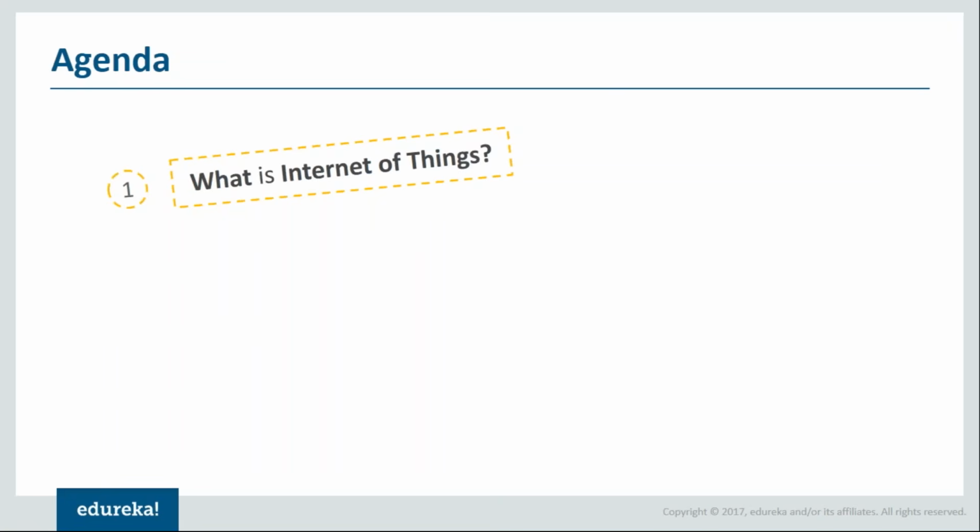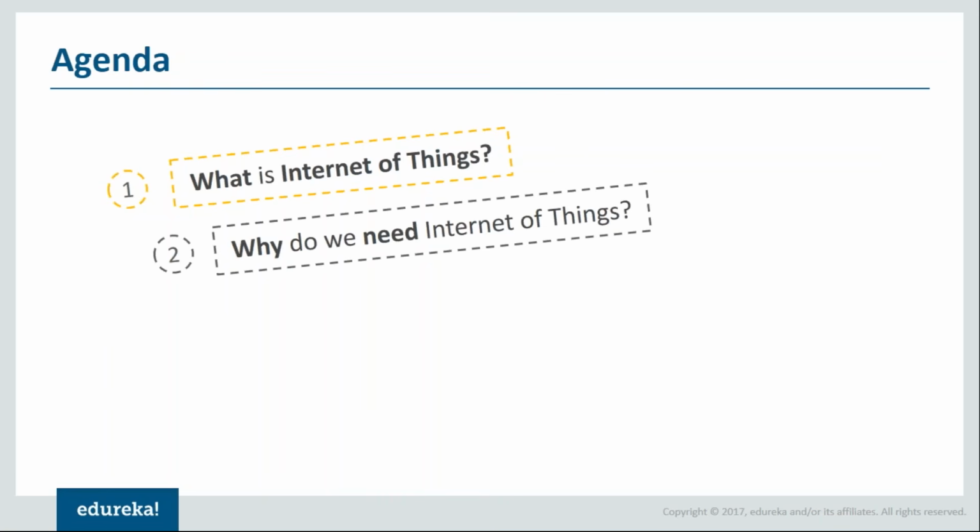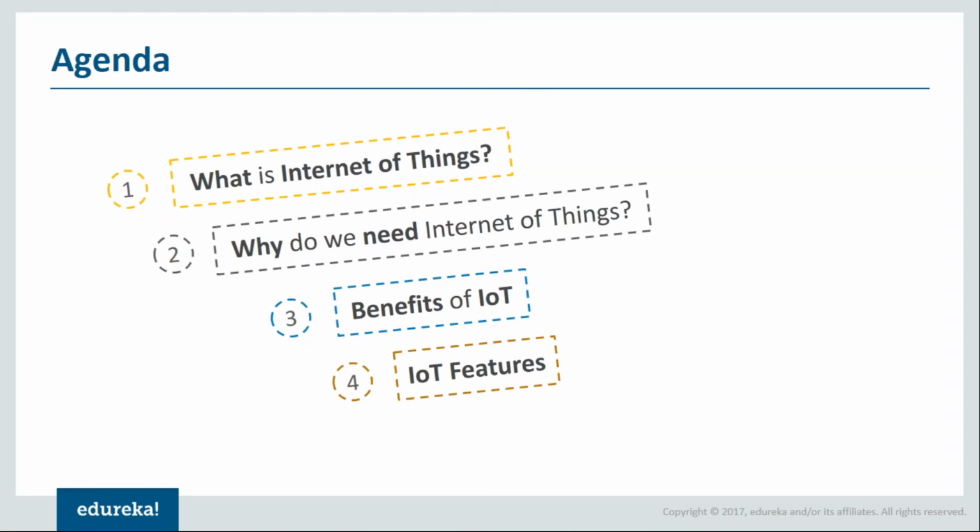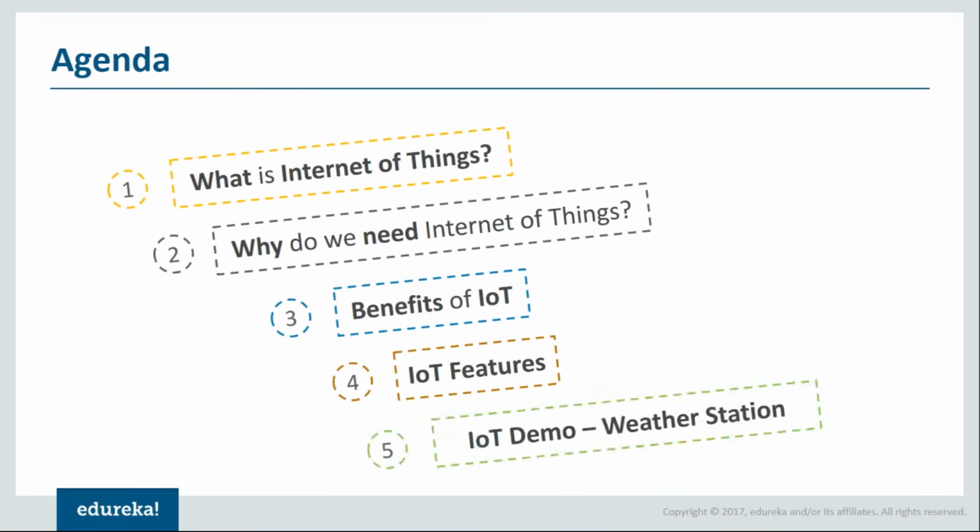Now going on to the agenda for this session, we'll start off by first understanding what is Internet of Things and then we'll try to address the question why do we need Internet of Things. Going on from there, we'll talk about the various benefits of IoT as well as the various features of IoT. And finally, we'll be moving on to the demo of this session, which is basically creating a weather station using Raspberry Pi. We'll mainly be measuring three things: the temperature of the environment, the pressure, as well as the humidity present. These are the three things that we'll be measuring using Raspberry Pi and another component known as Sense HAT.